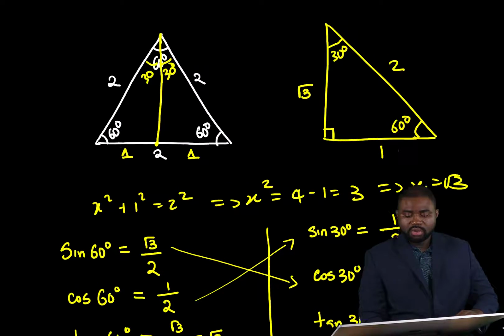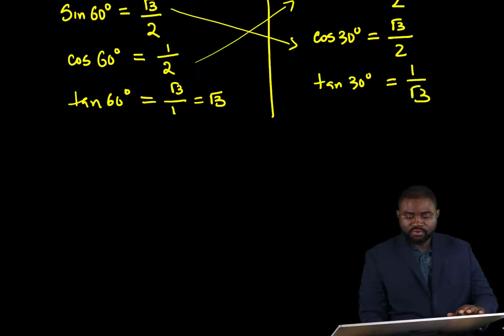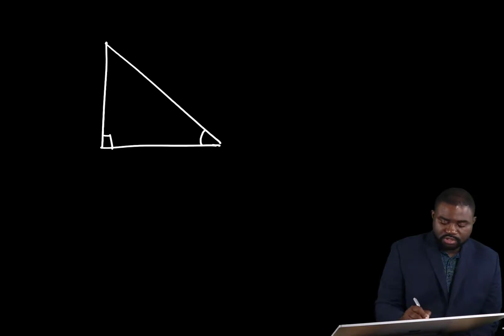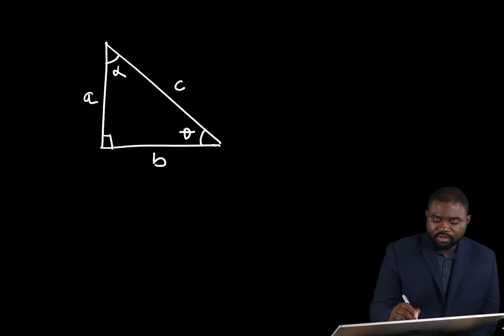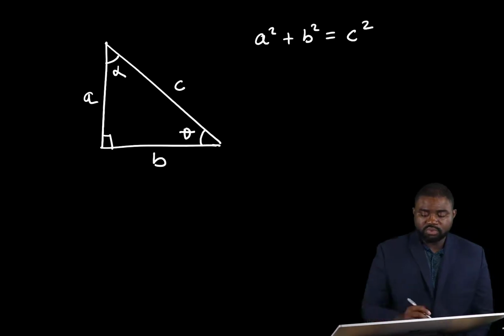Now, we are going to use the Pythagorean theorem in deriving some identities. We have here a right angle triangle. Let's call this angle theta and this angle alpha. This side here is C, this is A, this is B. Obviously, A squared plus B squared is equal to C squared.